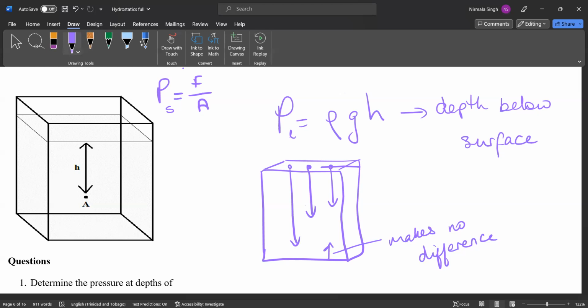Because some questions are going to have you looking at it from the base, or trying to tie you up, like in the next question, where I have a point right at the bottom. So please remember that your depths are always measured from your surface. So continuing on.